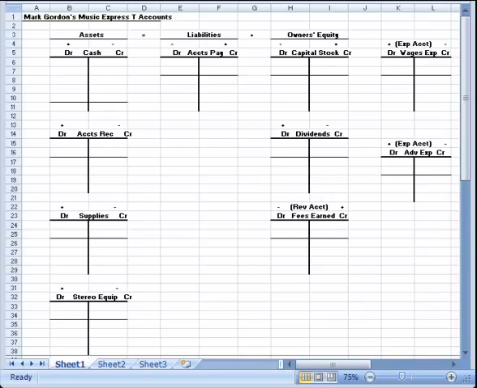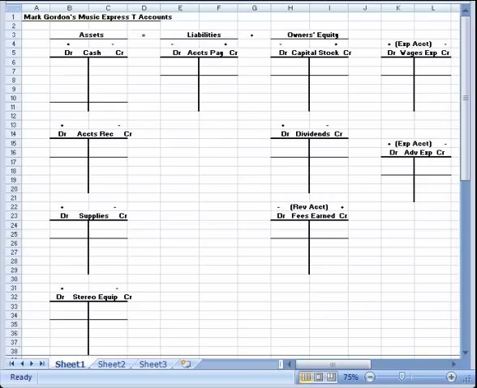This is Mark Gordon's Music Express again, and we are going to demonstrate how to take those journal entries that we recorded in the prior video and put them in T-account format. All right, we're going to post them essentially. This is the posting process. The prior process was journalizing. This is posting, and we are going to post them to the ledger in the form of T accounts.